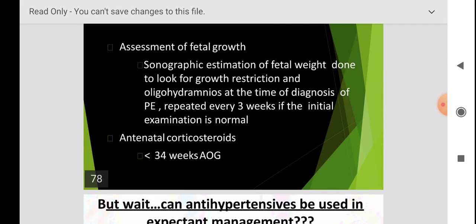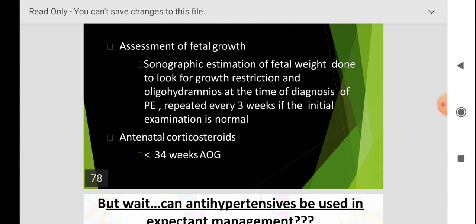Expectant, then you should assess for the fetal growth. Sonographic estimation of fetal weight is done to look for any fetal growth restriction, that is IUGR and oligohydramnios at the time of diagnosis.